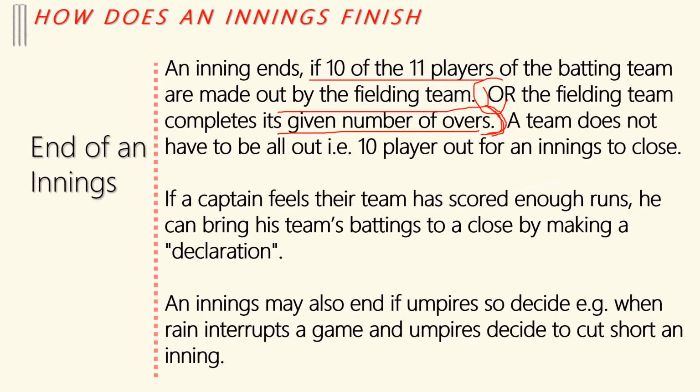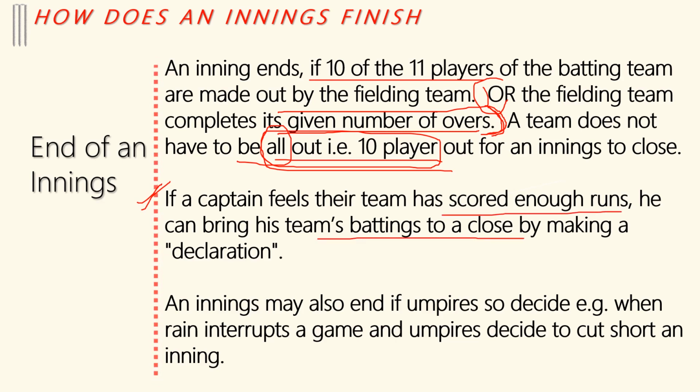A team does not have to be all out, that is, all the 10 players do not have to get out for an innings to be over. And this is unlike baseball. In baseball, an inning will complete when 3 batters have been made out, but this is not the condition in cricket. The second way an innings can finish is that if the captain of the batting team feels that he has scored enough runs, he can bring his team's batting to a close by making a declaration, or this is called as the innings has been declared.